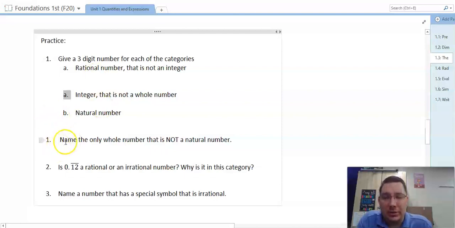In the second question here, name the only whole number that's not a natural number. So think about what we just said before. Go back in the video if you need to.